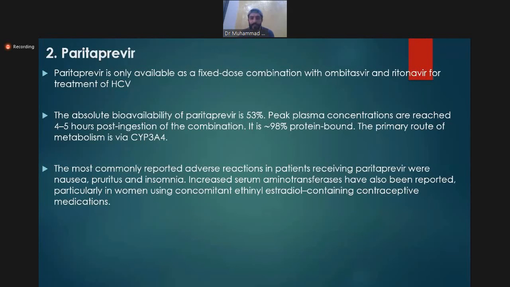Paritaprevir is only available as a fixed dose combination with ombitasvir and ritonavir for the treatment of hepatitis C. Absolute bioavailability is 53%, which is not for you to remember. Peak plasma concentrations are reached 4 to 5 hours post ingestion, and it is extensively protein bound, and its primary metabolism route is the CYP3A4 class. Adverse effects, again, nausea, pruritus, and insomnia. Increased serum aminotransferases have also been reported, again in women using ethinyl estradiol containing contraceptives.